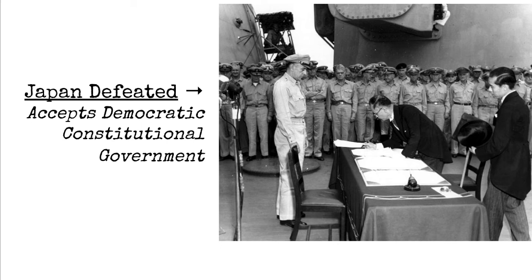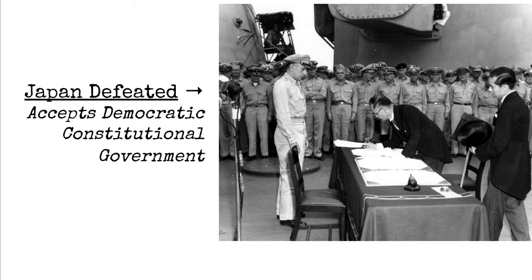So Japan was forced to surrender. The emperor actually had to get on radio and tell his people he was not a god. He had to, and they had to admit defeat. So once they admitted defeat, the country of Japan was forced to accept a democratic constitutional government. No more military dictatorship. They had to accept a complete change of their government. They were forced to demilitarize. And today, Japan is actually one of our big allies in Asia.